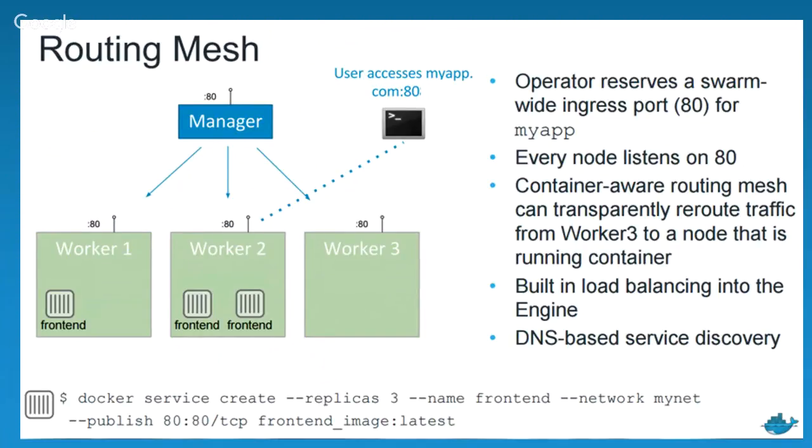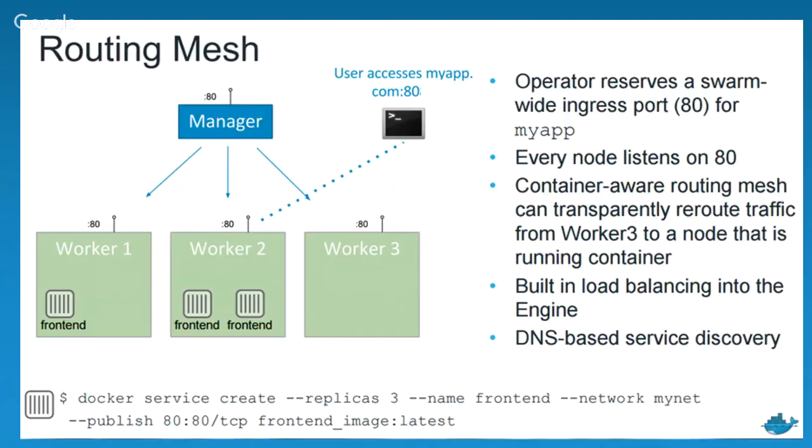And this is all the magic which happens through IPVS, the load balancer, and the networking sandbox. This all happens on the ingress networking feature. So the operator reserves a swarm-wide ingress port of 80, and this port gets opened up in all the worker nodes, and every node listens on port 80. This is a kind of container-aware routing mesh which reroutes the traffic from worker 3 internally to the running containers. So internally from worker 3, it reaches out to the nearest host and reaches out to the container.